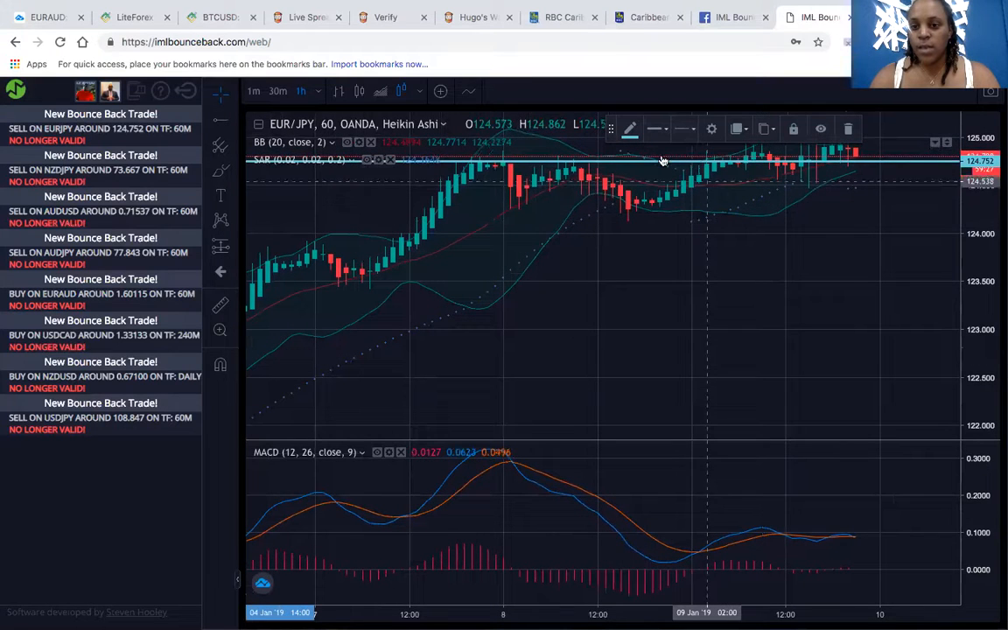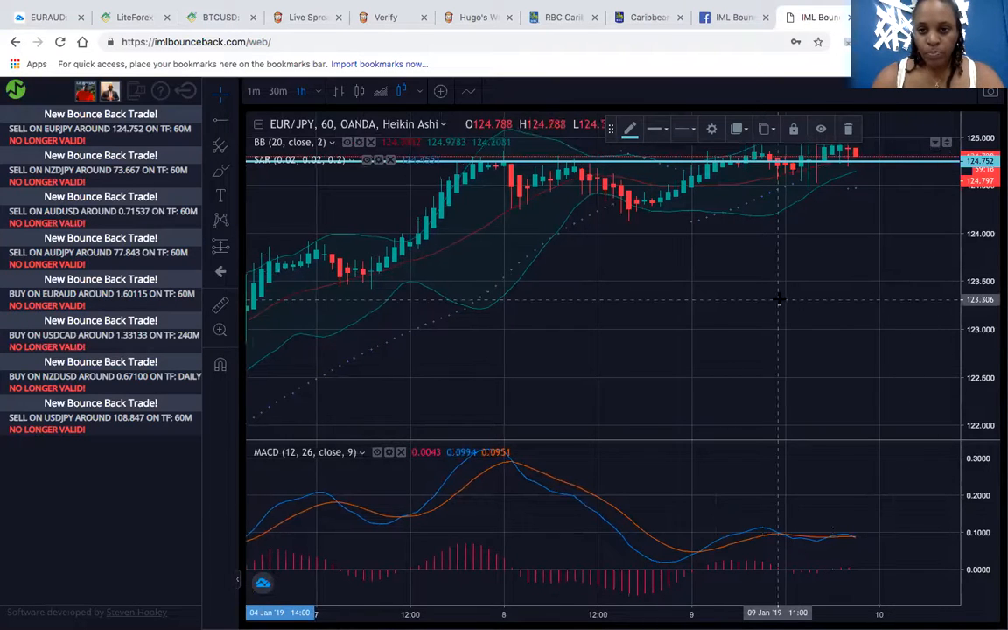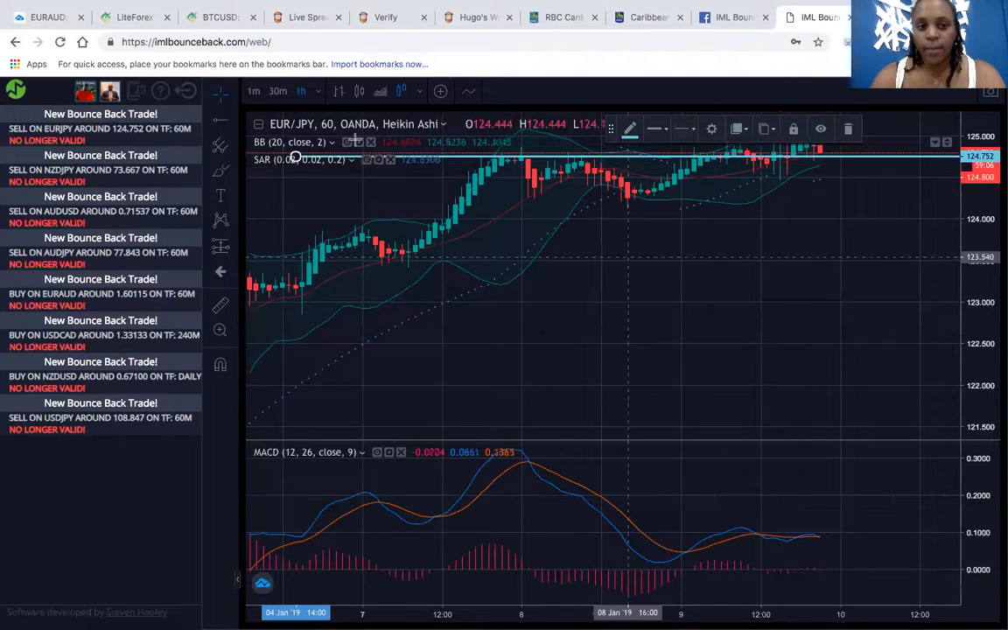So as you can see, this is the 124.752. Okay, so once you have that, then we can proceed. So now you know that information, we now look to draw trend lines because we need to know if this trade is ready for us to take it.